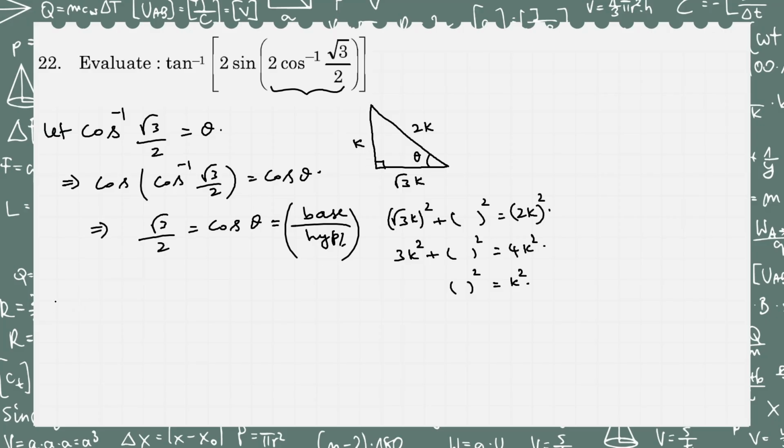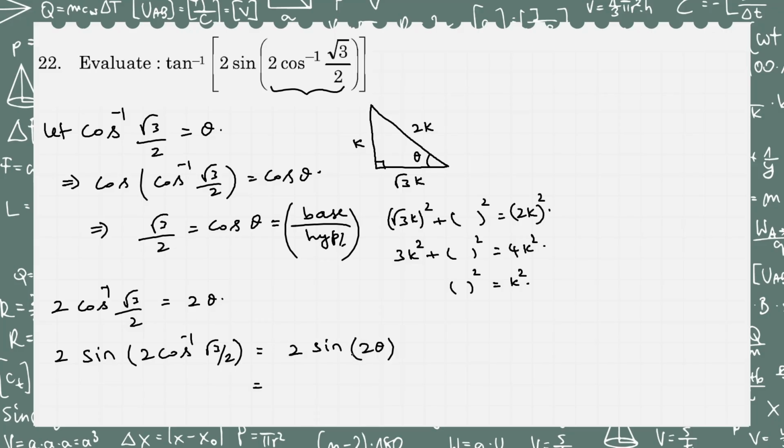So now let us consider 2 times cos inverse root 3 by 2. That will become 2 times theta. Now we need to find 2 sin of 2 cos inverse root 3 by 2. This will be 2 sin of 2 theta. And this can be written as 2 into 2 sin theta cos theta, because you know sin 2 theta is 2 sin theta cos theta. And this will be 4 times sin theta cos theta.